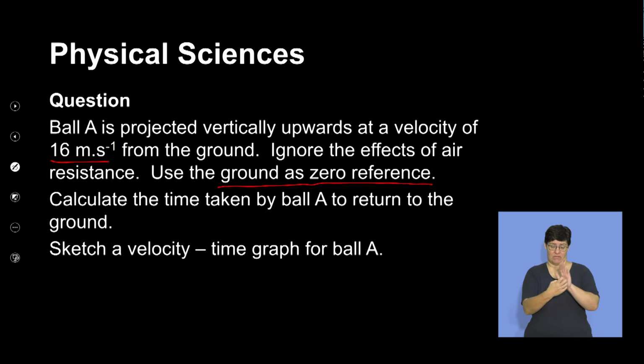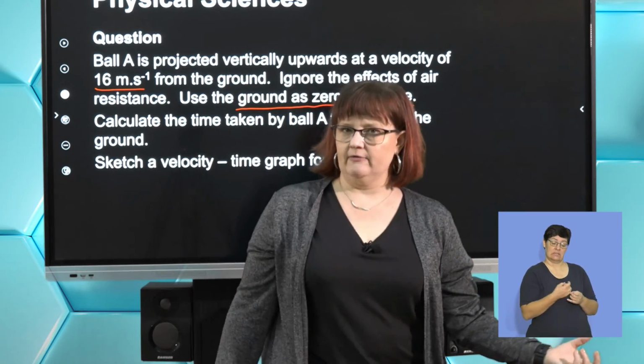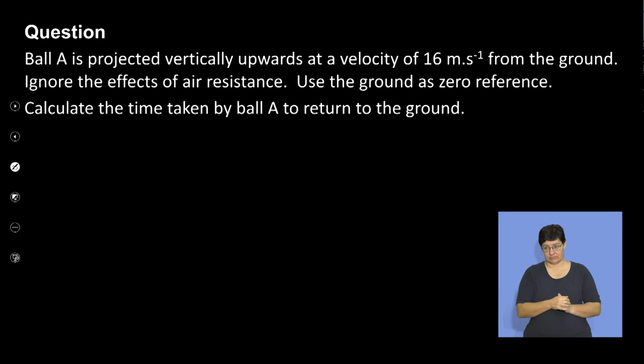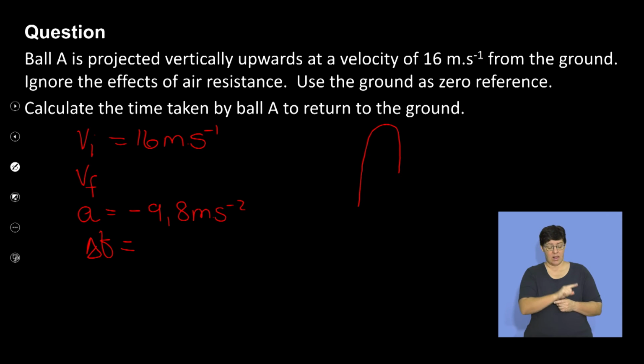First decision we have to make, which direction do we want to take as positive? I always take original direction as positive. So here we go. My initial velocity is 16 meters per second. I'm going to come back to my final. My acceleration is minus 9,8 meters per second squared. And we want a time. Here we now have a choice because we know the ball's going to go up, it's going to stop, and it's going to come back down and hit the ground.